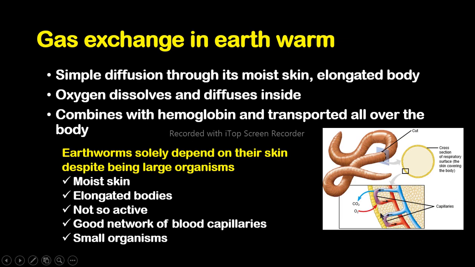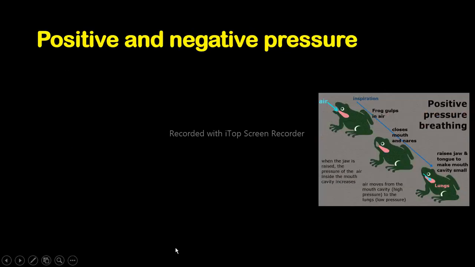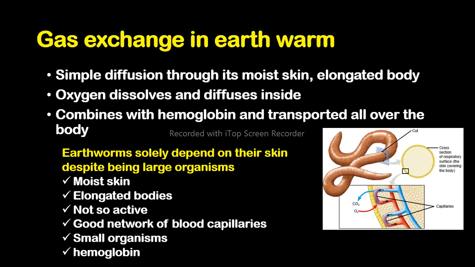You have a dense network of capillaries under the skin that sweep away the oxygen, and it's a small organism, so the surface area to volume ratio is high, and so the rate of diffusion is high. You have hemoglobin that transports enough oxygen throughout the body.